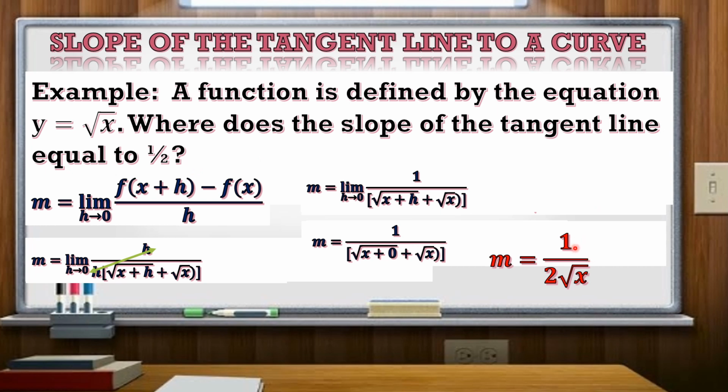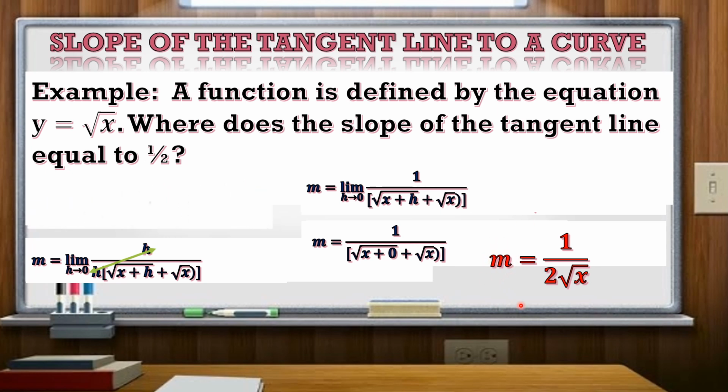Anong gagawin natin dito? We will equate. Since sabi dito yung slope daw is equal to 1/2, that is the value of your m. So, we will equate to your slope. So, yung 1/2. That means 1 over 2 square root of x is also the same as 1/2.